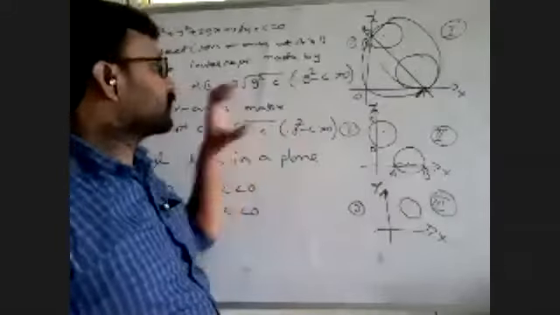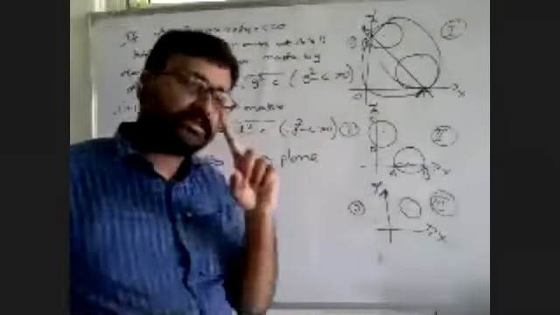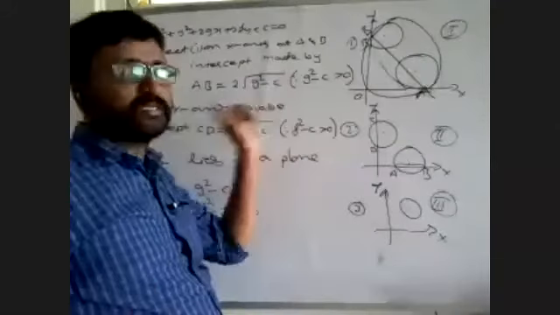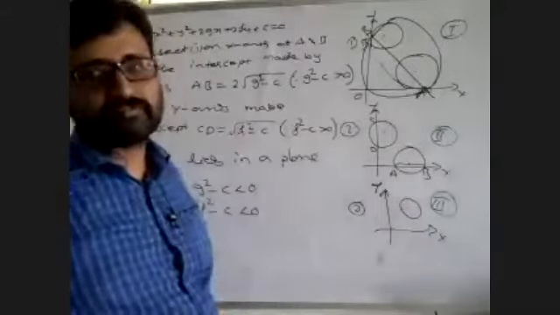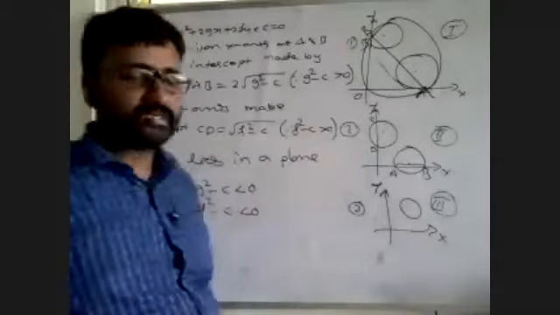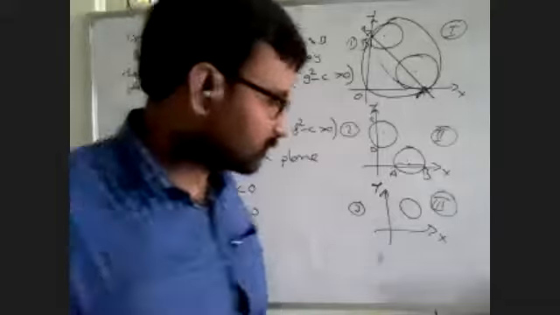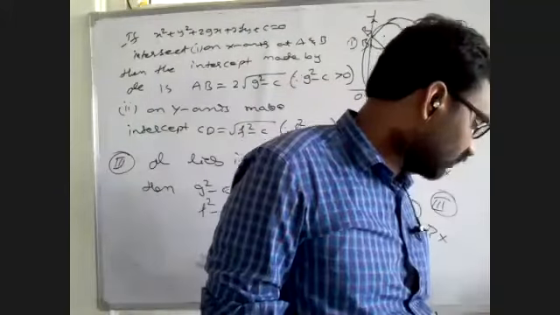If both are greater than 0, then the circle is intersecting. If this one is greater than 0, the x-axis is intersected, and if a circle intersects the y-axis, this one, f square minus c, is greater than 0. So these are the three cases which are linked with a circle and the coordinate axes.